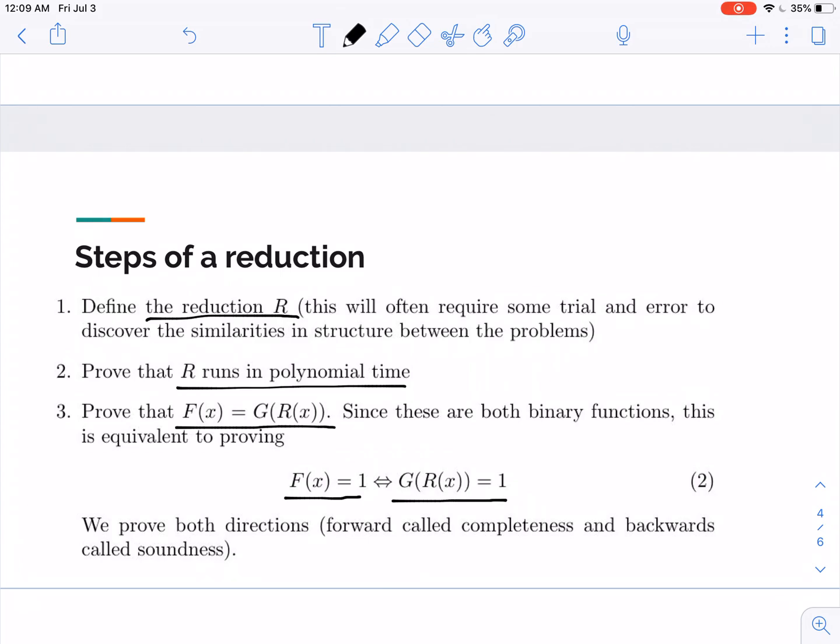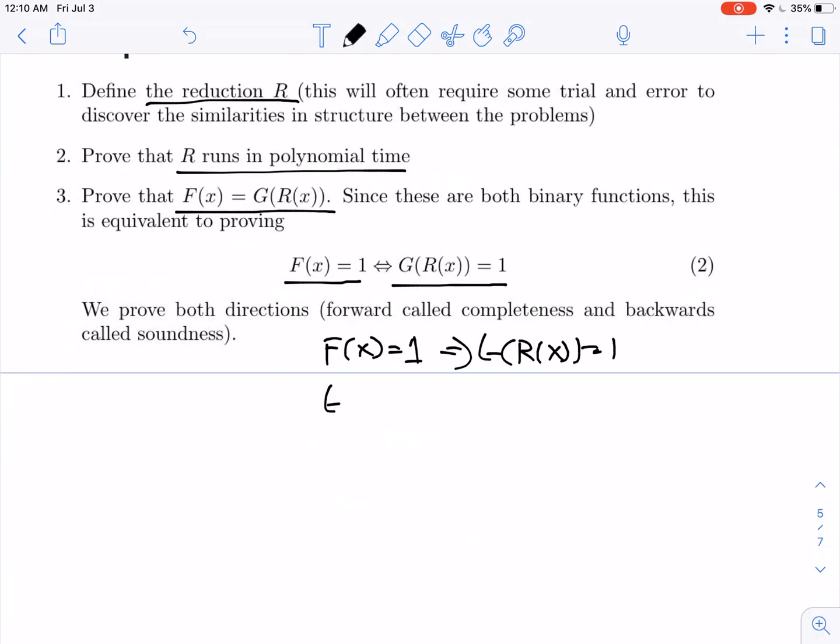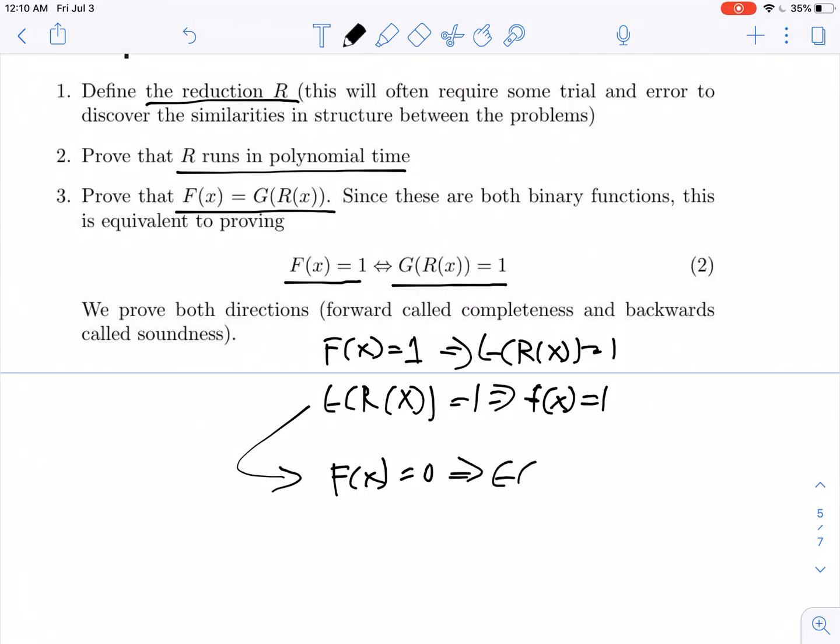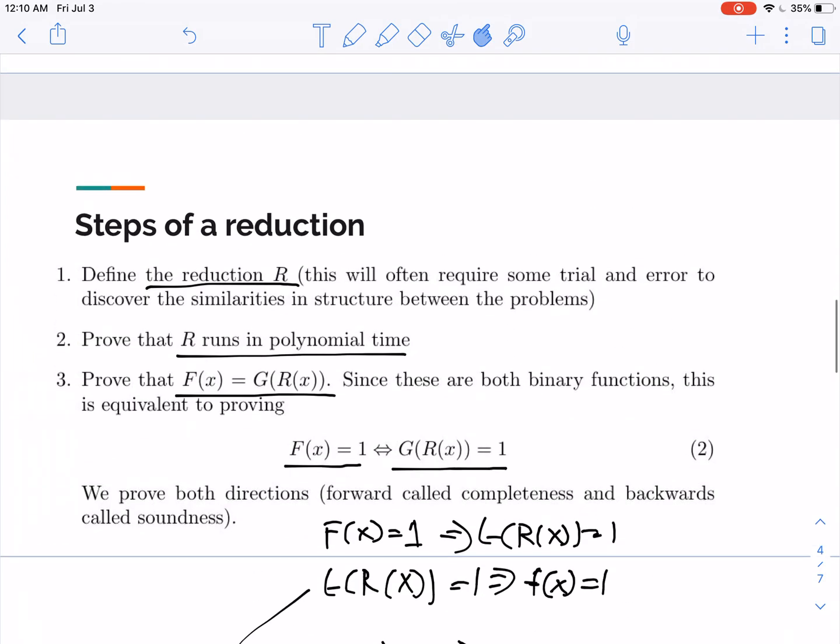And as we learned in previous weeks, we can therefore prove the forward direction. We could prove f of x equals 1 implies that g of R of x equals 1. And then we could prove the backwards direction, that g of R of x equals 1 implies f of x equals 1. Instead of some of these, we could also prove contrapositives. In this case, the contrapositive would be f of x equals 0 implies g of R of x equals 0. Which one to prove will depend on the structure of the problem. So it's good to be able to rephrase these so that you can make your proofs as easy as possible for yourself.